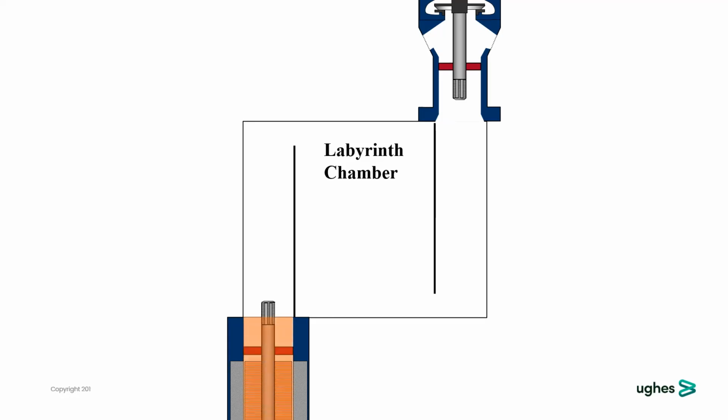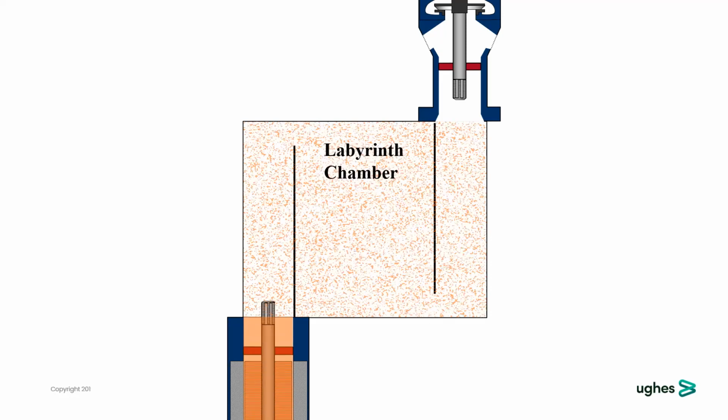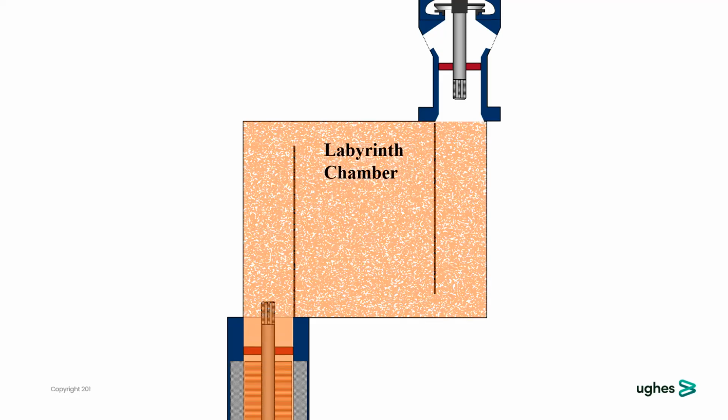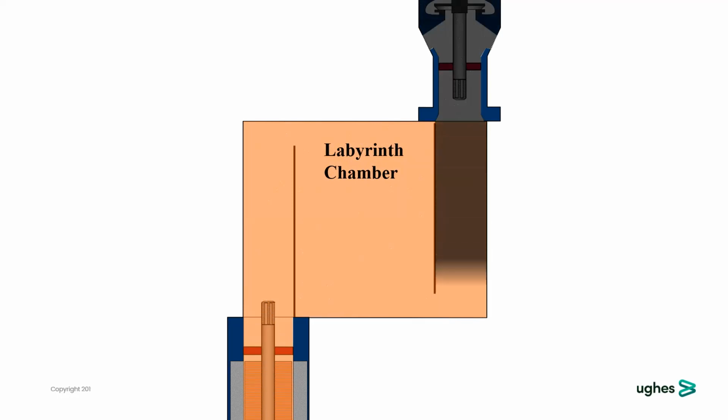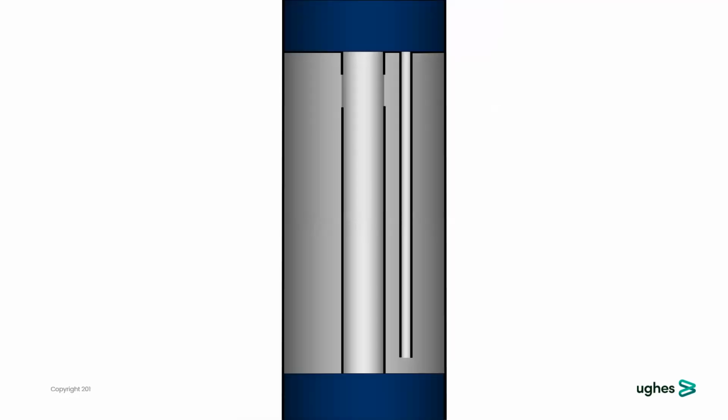So the fluid going from the bottom of the picture, this is the motor oil. All the green is the motor oil and seal oil, while the other fluid with the dark color coming from the top is the well fluid. So when that well fluid goes inside the labyrinth, that means the well fluid is kept away from the motor.